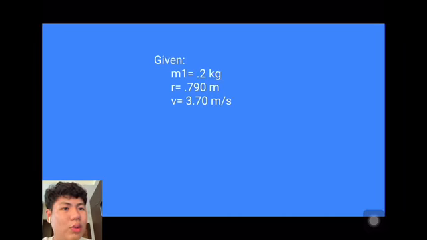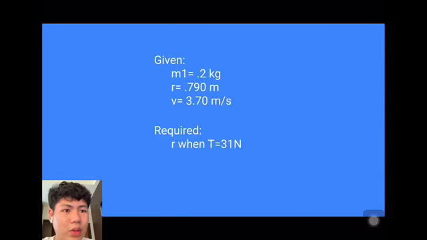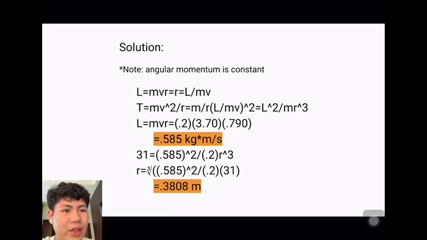So here we have our diagram, and we're going to go into our given, which is just 0.2 kilograms, radius of 0.790 meters, and a velocity of 3.70 meters per second. For our required, we are going to have R when tension equals 31 newtons, because that is when it breaks. So, solution. First thing to note is angular momentum is constant because there is no torque. So we use L equals mvr, and we can convert that so that we have L over mv.